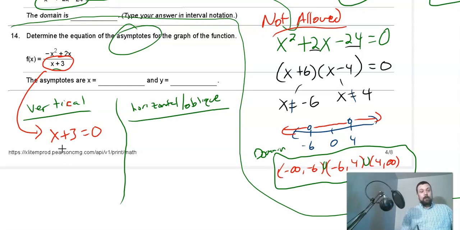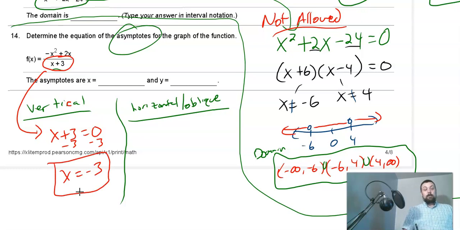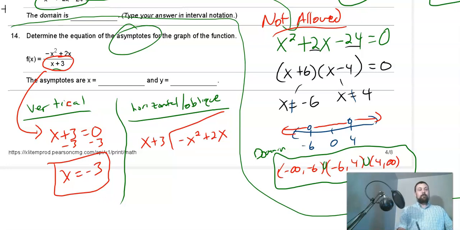For this one, you subtract 3 from both sides, you get x is equal to -3. This is what x is not allowed to equal, so that will be the vertical asymptote. X equals -3 is the vertical asymptote. To get the horizontal or oblique asymptote, there are shortcuts you can use, but not on this problem. This is the one where you can't use a shortcut. The only way to find this asymptote is to take the denominator, which is x plus 3, and divide it into the numerator, which is -x squared plus 2x.